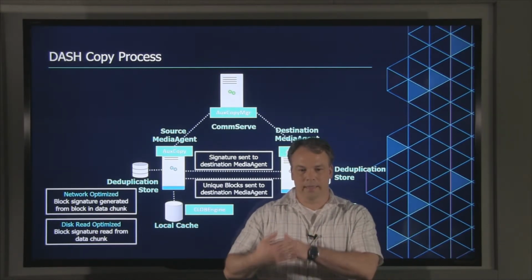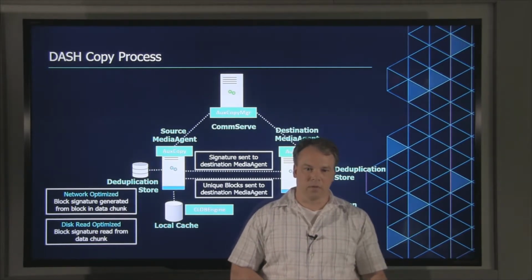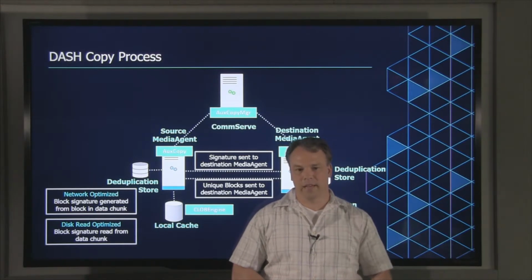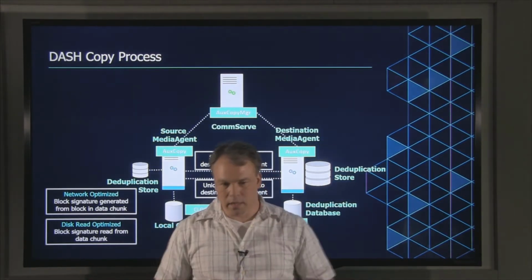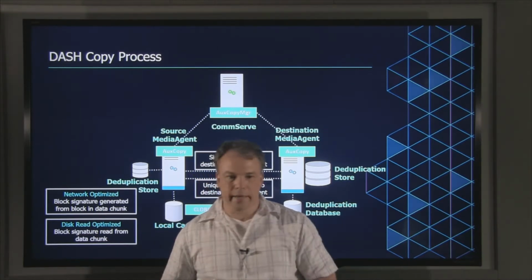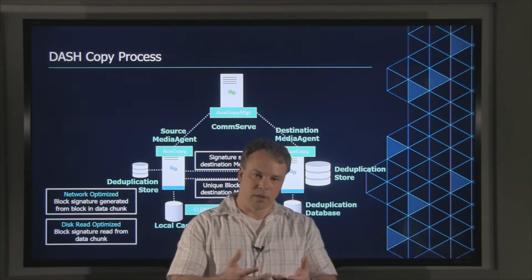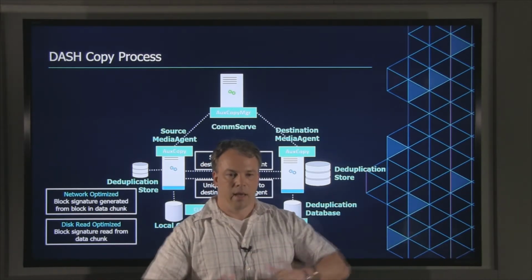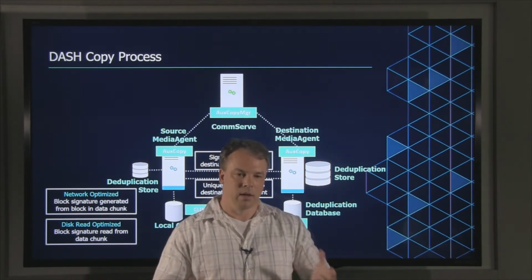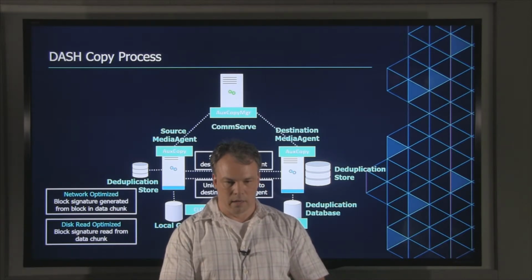Dash copy disk optimized is the dash full. It's the same concept of a dash full. Instead of reading the block back to the media agent, we go into the chunk metadata, extract the signature. Of course, in this case, we send it to the destination media agent, get a response back, and determine whether or not the block is unique.